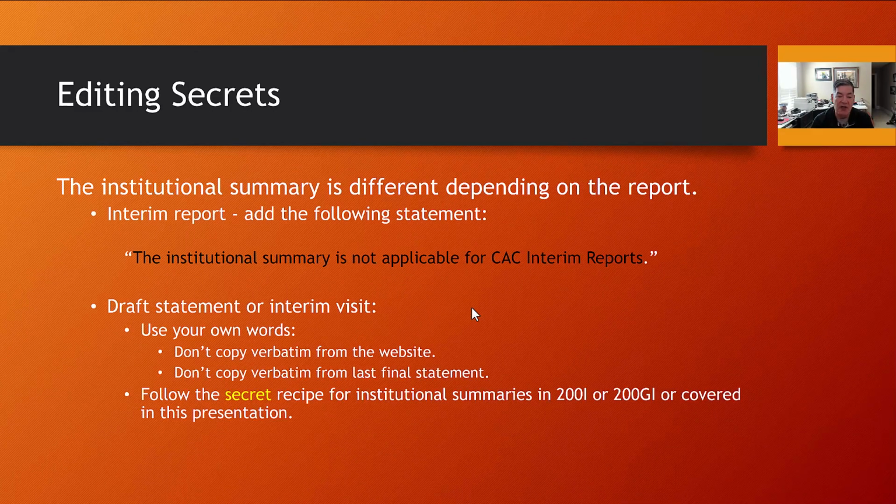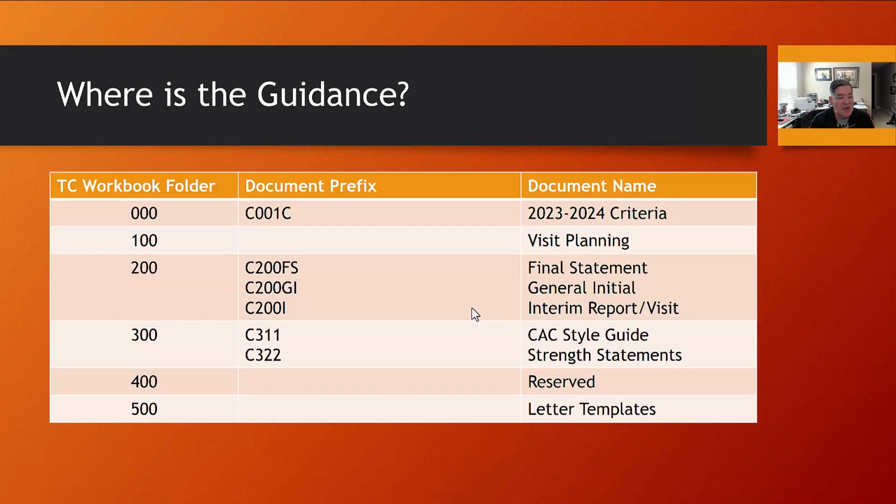What you do want to do is follow the secret recipe, and you can find that in C200I. The I in this case stands for interim, so the interim report or interim visit, or C200GI, which stands for general or initial. And all of these documents are going to be in your team chair handbook. Or you can just pay attention to this presentation, because in a couple of slides I'm going to show you the secret recipe.